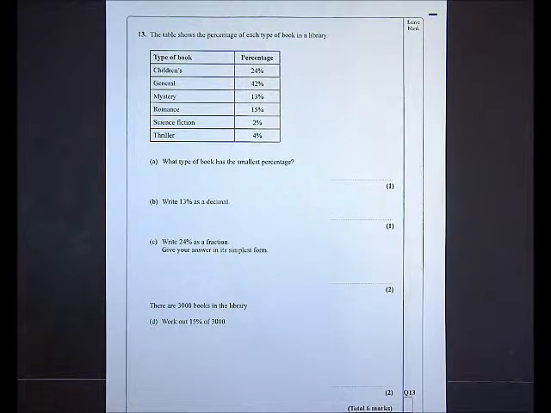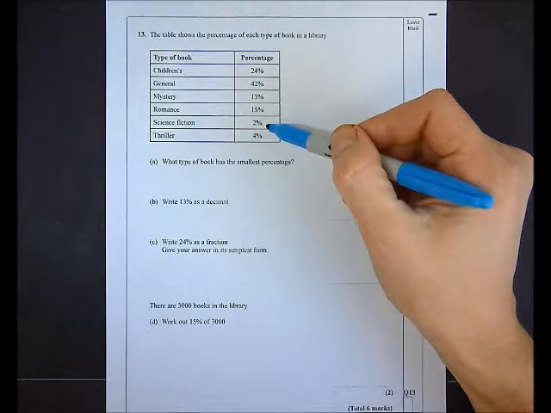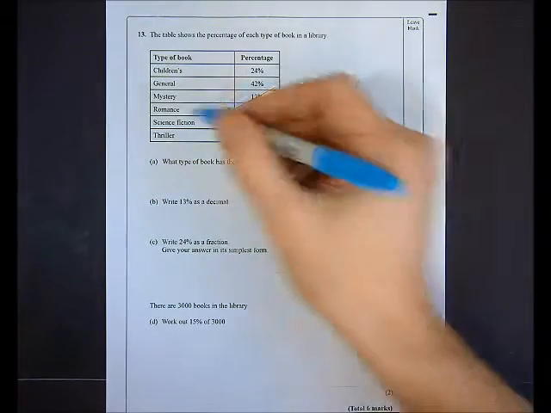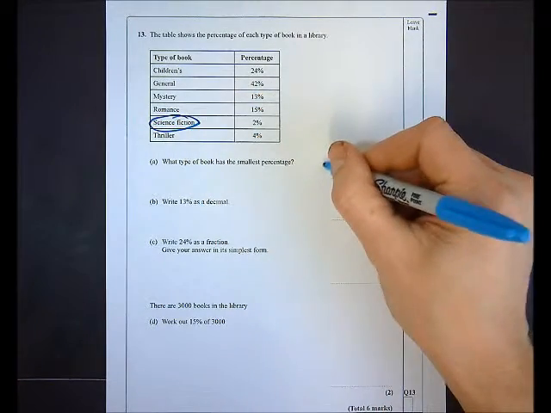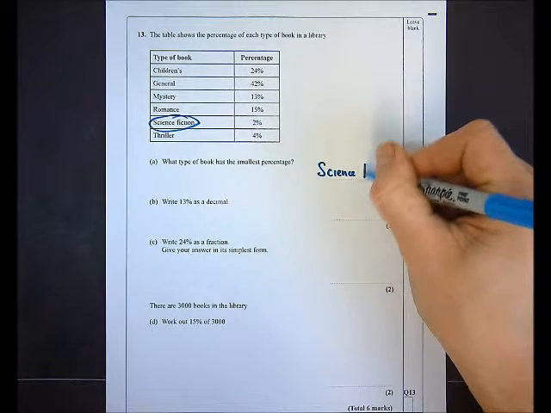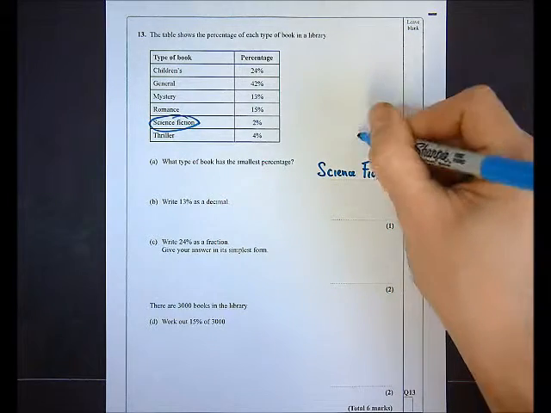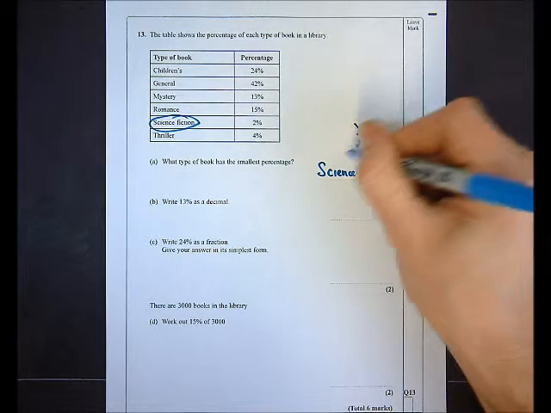Question 13, there is a table showing the percentage of each type of book in a library. And in part A, I'm asked what type of book has the smallest percentage. So the smallest percentage there is 2%, but it's what type of book, so I need to make sure I write down science fiction. Again, making sure I answer the question. I don't want to find myself writing 2% because that doesn't answer the question.